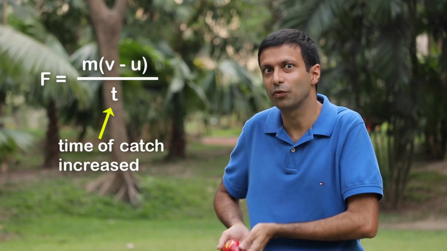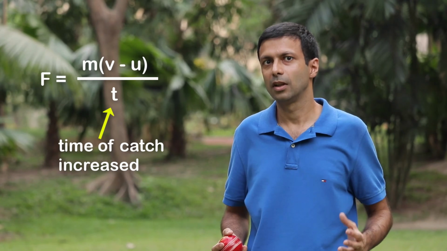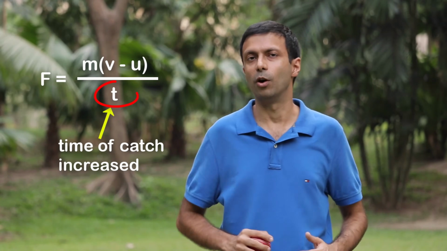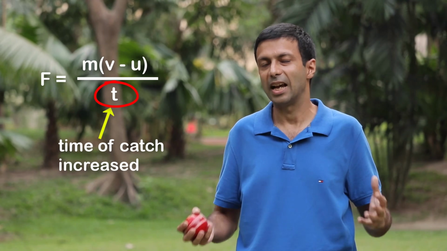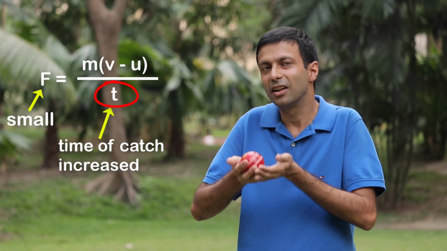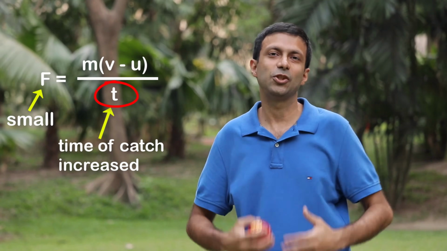Now, why is that? Because in this case, the time of the catch is increased. Now, time is in the denominator in the formula. So the rate of change of momentum is lesser. As a result, my hand experiences a smaller force. So as you can see, Newton's second law of motion helps us explain this example.